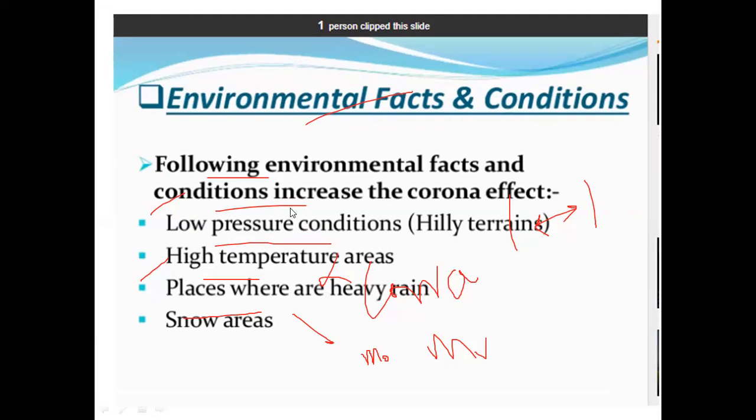Now the environmental conditions. The following environmental facts and conditions increase the corona effect: low pressure conditions, meaning hilly areas, and high temperature areas, where thermal stresses now count. Places with heavy rains, meaning moisture, or snow, have a high chance of the corona. So these are all environmental factors that affect the corona.